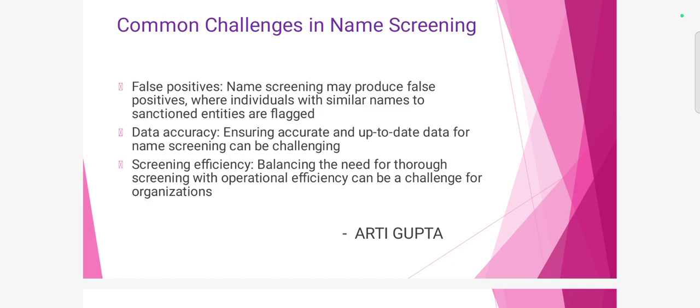Second is data accuracy. Ensuring accurate and up to date data for name screening can be challenging, because we need to keep clients' information up to date every year as per the client risk. If a client is associated with very high risk, we need to keep the client's information up to date every year. And if it is associated with a medium level of risk, we need to update the client's information once in 2 years, like that.